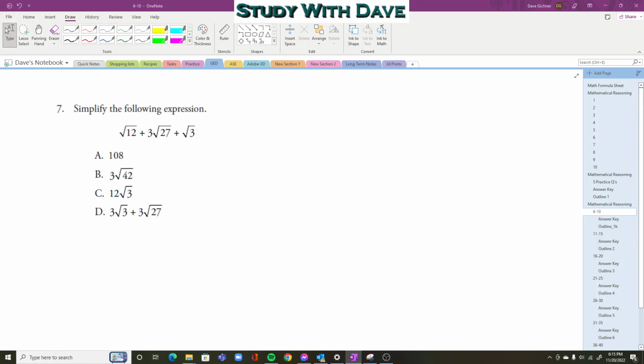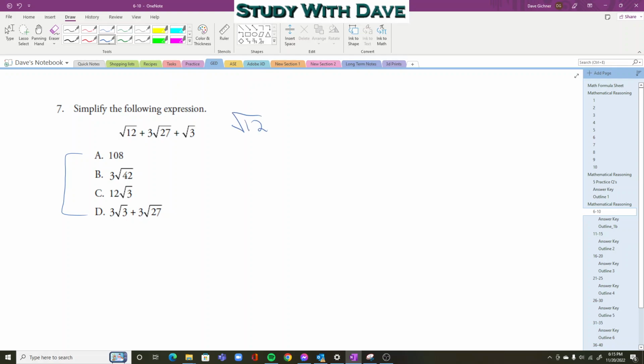This is Dave. We're going to simplify this expression, and for these types of problems we just need to know some properties of square roots and your multiplication tables. So we're going to break this into chunks. We're going to find the square root of 12, simplify it, and then we're going to simplify 3 root 27, and well, square root of 3, that's as simplified as we can get unless we turn it into a decimal. It ends up being like 1 point something, but as you can see in these answers, there are no decimals, so we have to make sure we're keeping everything as integers. So let's just get into it.